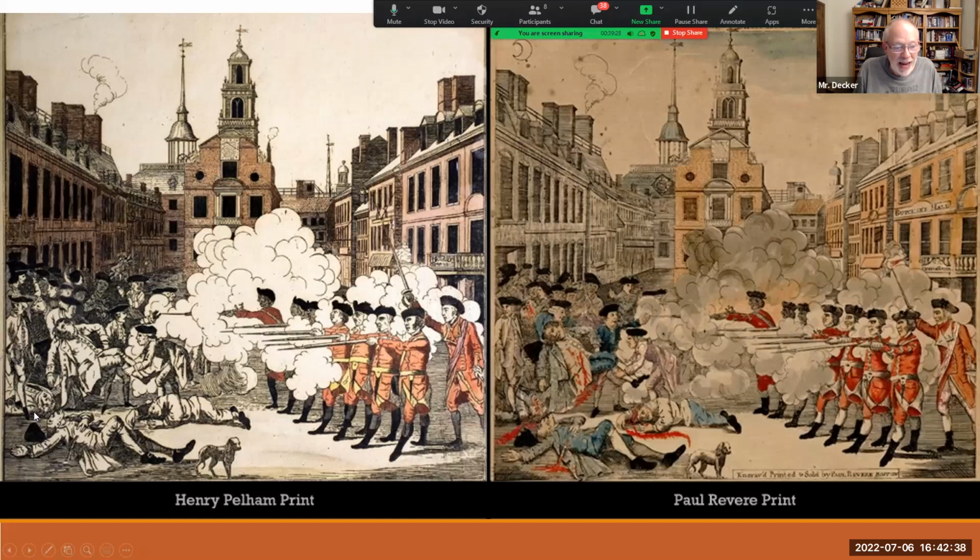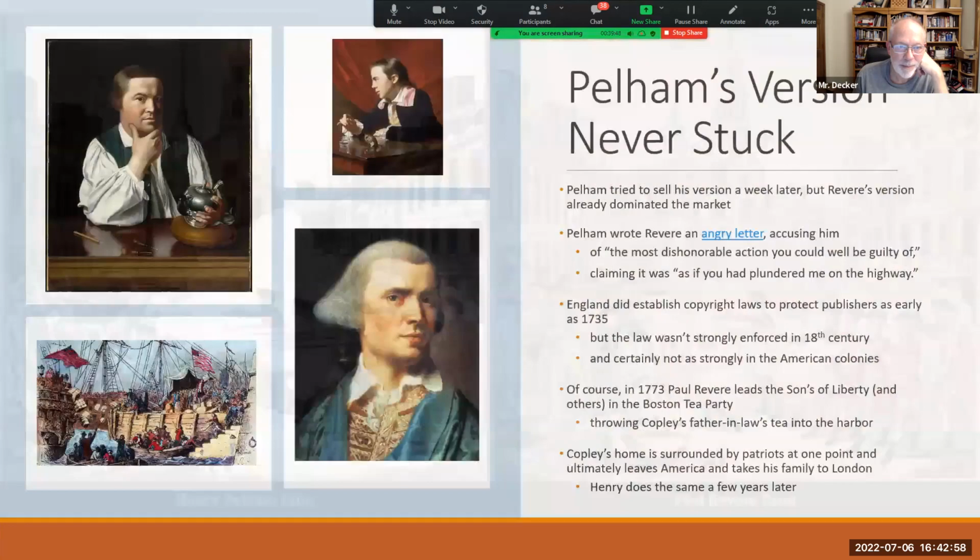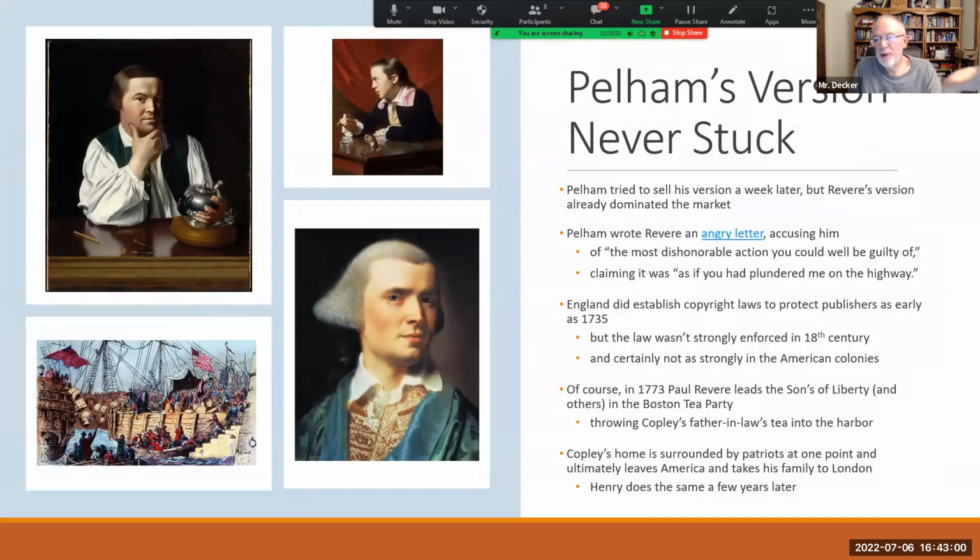Notice that Crispus Attucks is not an African American here, but in other versions of Paul Revere's print, this character has a blackened face. So very, very interesting. Pelham's version never stuck. He tried to sell his version a week after Revere, but Revere's version already dominated the market. You get out there first, there you go.